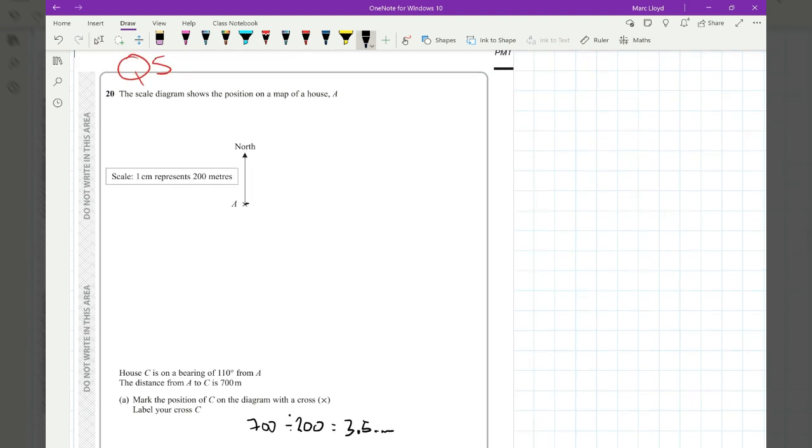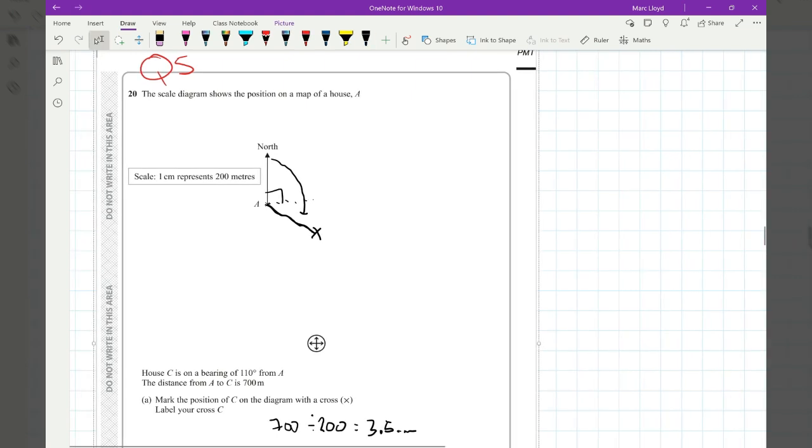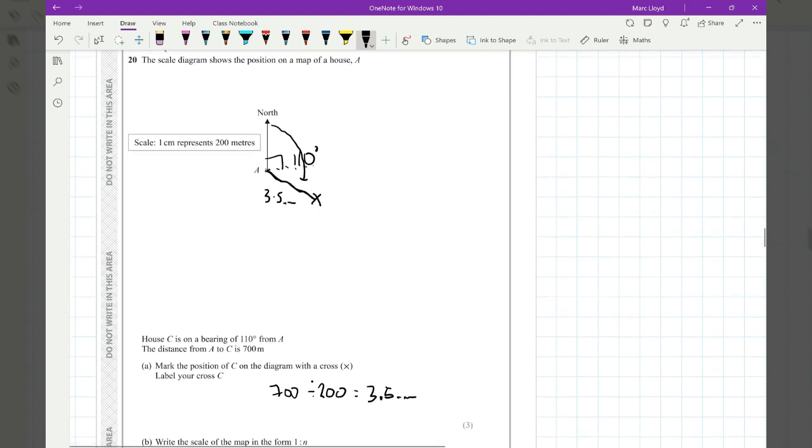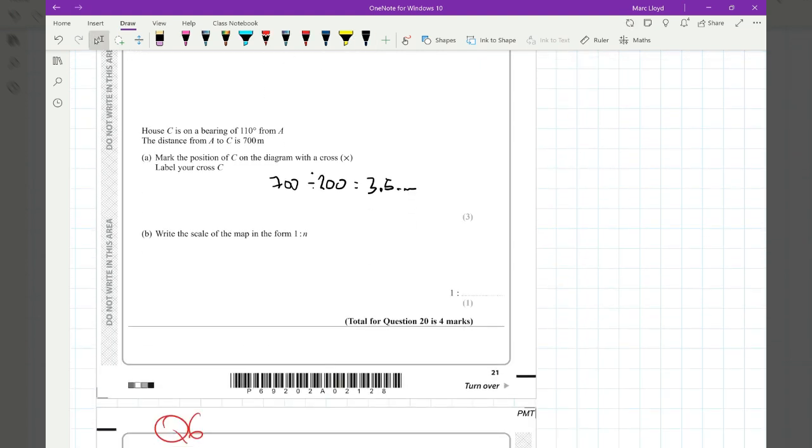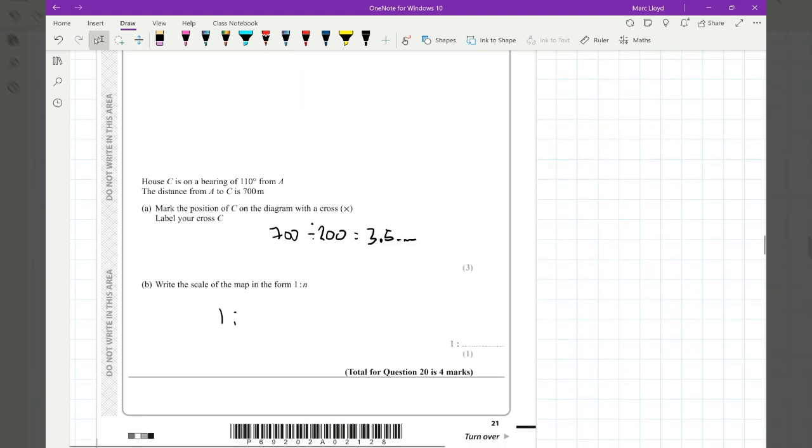And then you need to get your protractor out. So that's 90. We measure these from north, and 110 is probably about there, using a ruler, of course, and it needs to be 110 degrees, and it needs to be 3.5 centimetres. Right, part B, write down the scale of the map in the form 1 to n. So at the moment, it's 1 to 200 metres. We then need to convert that into centimetres by multiplying by 100, and it's 1 to 20,000.